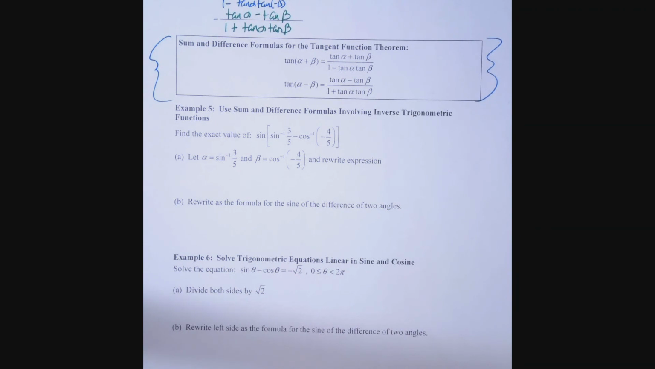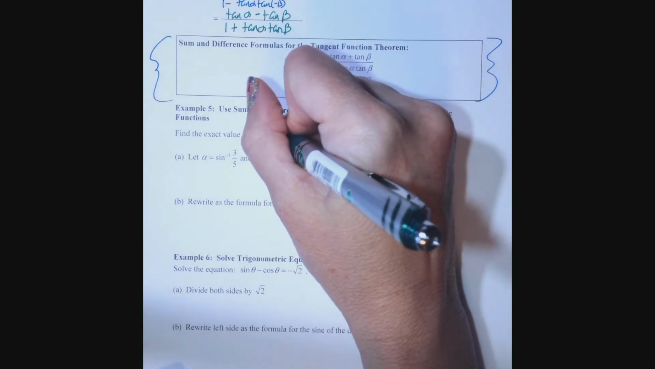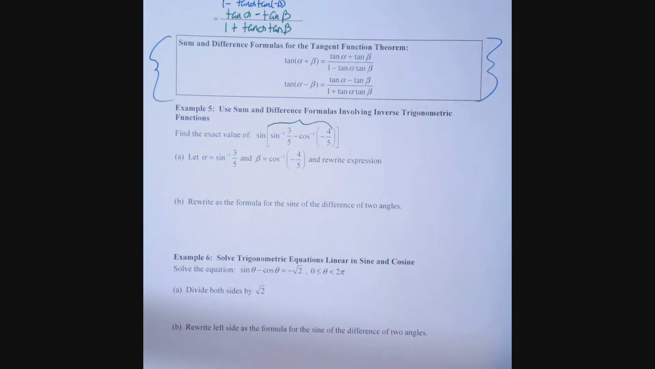Okay, example 5 is the last one we're actually going to do. We're going to skip example 6. So let's work through example 5. We're going to use the sum and difference formulas with inverse trig functions. So we're going to find the exact value of the sine of this angle, and this angle is a difference.